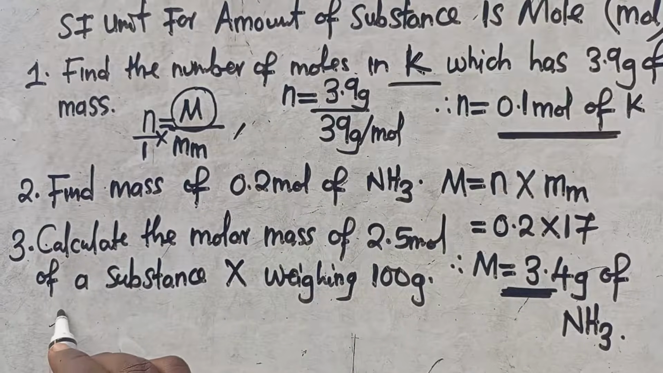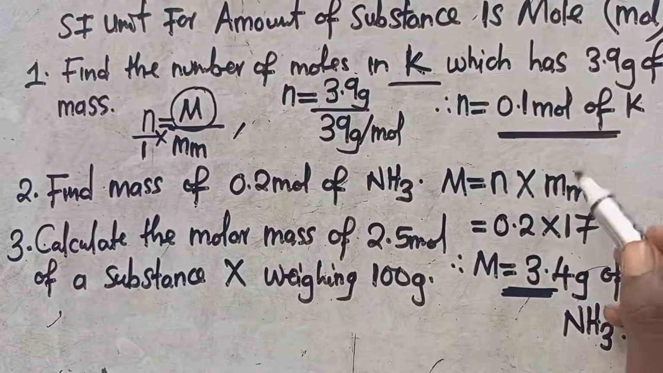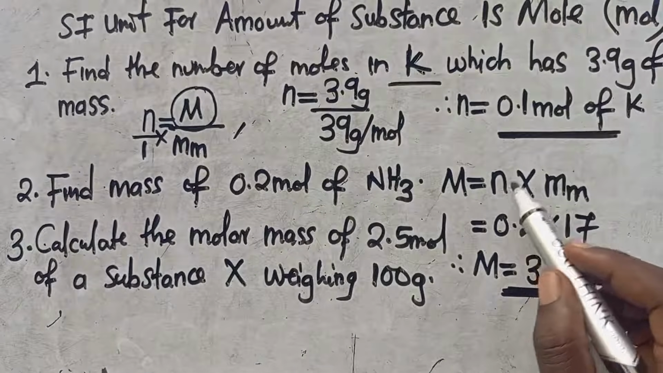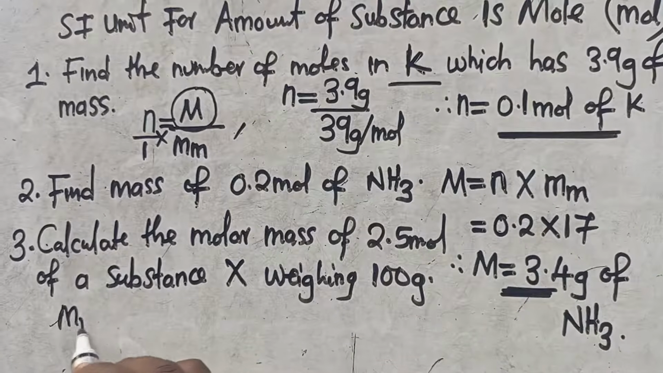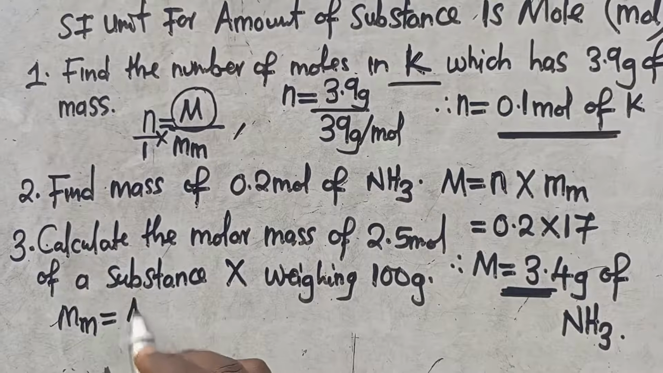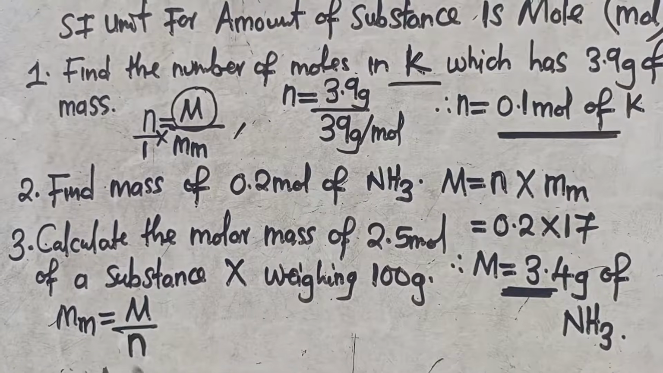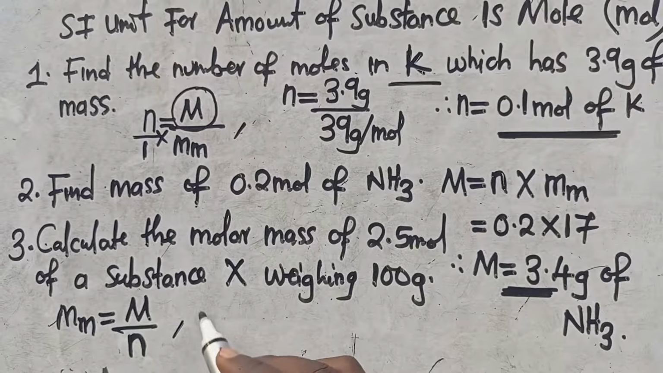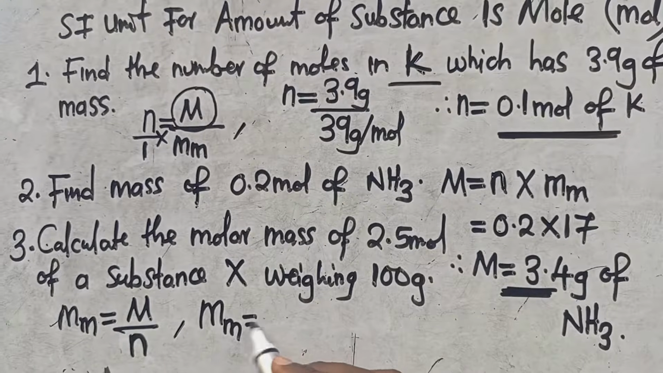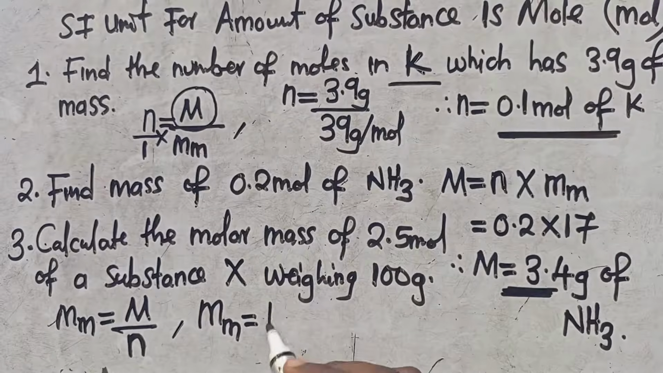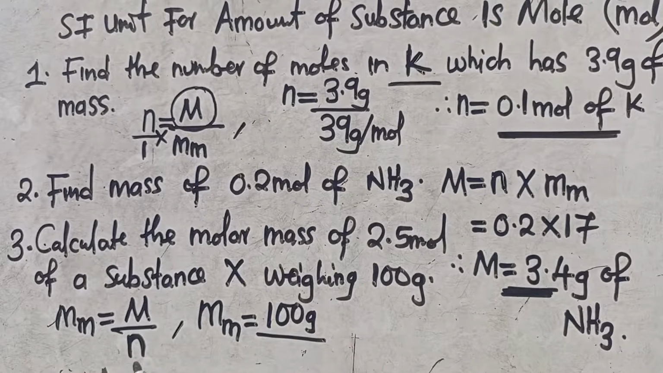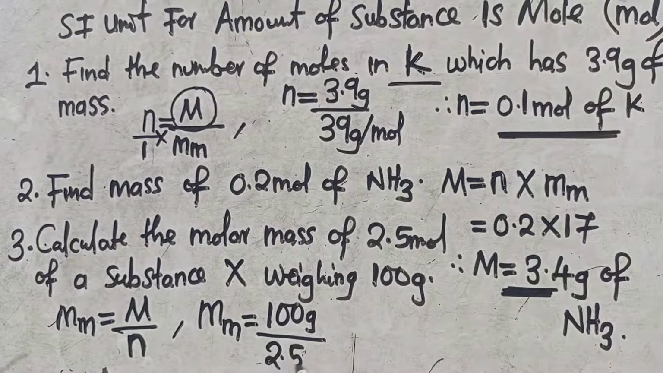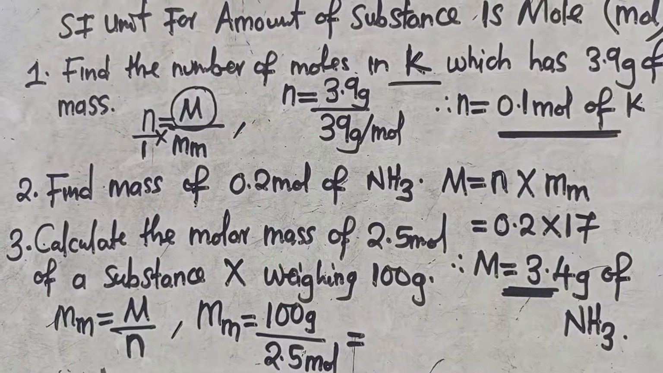If you make molar mass the subject, what we are doing is we divide by n, meaning that it is mass over number of moles. So molar mass is given by the formula mass over number of moles. What is the mass? We are given 100 grams. Over what are we given? Number of moles, 2.5 moles.